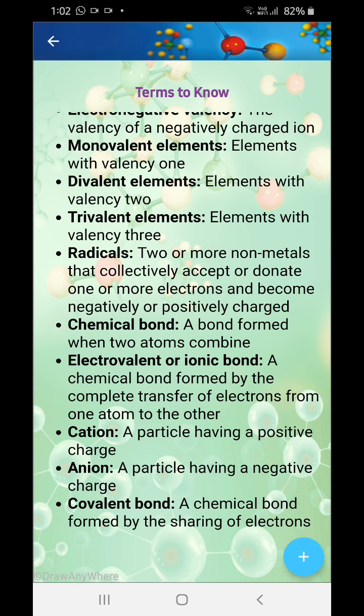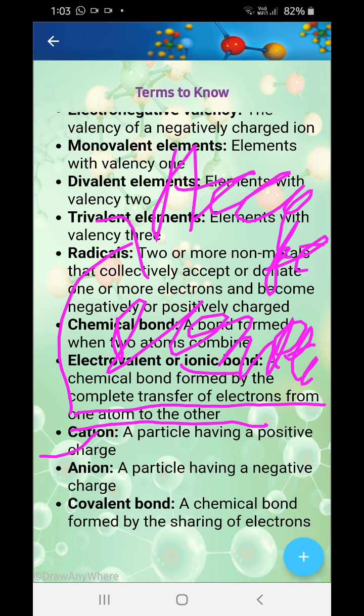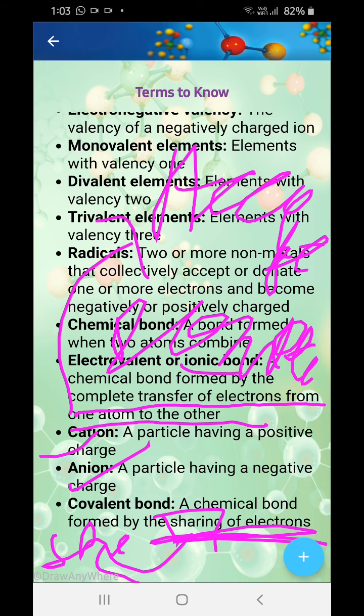What is an electrovalent bond or an ionic bond? The chemical bond formed by the complete transfer of electrons from one atom to another. That means in this case the electrons are either accepted or donated. Now cation: the particle having a positive charge is known as a cation. Anion: particles having a negative charge are known as anions. Now what is a covalent bond? The chemical bond formed by sharing of electrons. So here in this case electrons are shared.